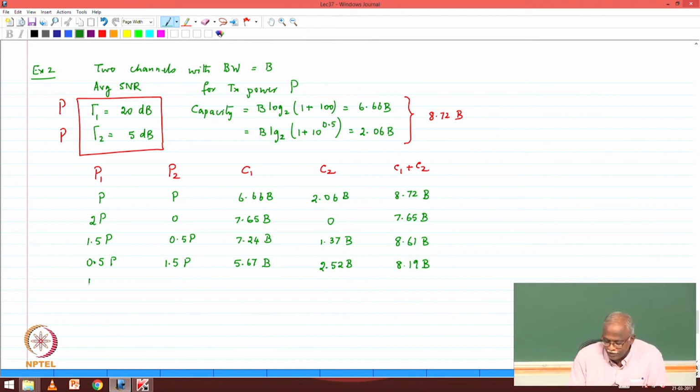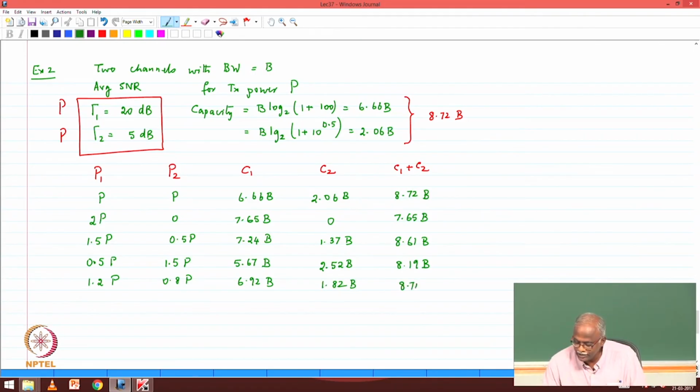And of course, if you try hard enough, you will come to this particular case, 1.2P and 0.8P. This comes out to be 6.92B plus 1.82B, and this comes out to be 8.74B. Okay, actually it turns out it beats the equal power allocation. So maybe here are the points that we want to take away from this discussion.